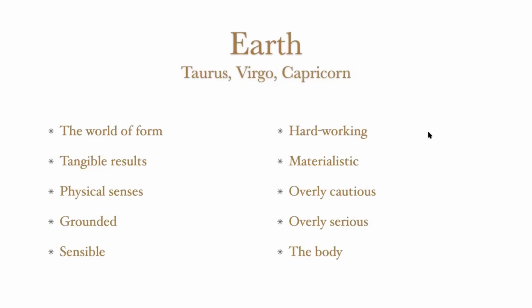And so earth people are often especially attuned to both the physical body and the physical senses, because anything that's tangible, material, physical is the earth realm. So as a generalization, but generally a true generalization, earth people are grounded, sensible, hardworking, and practical. In its lower form it can be overly materialistic, overly serious, or overly cautious.